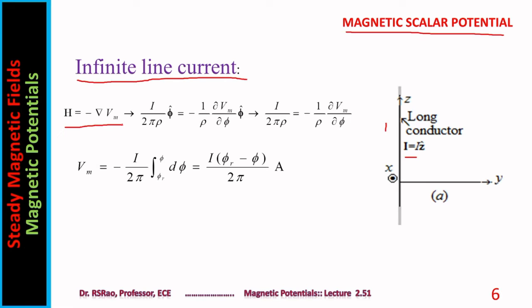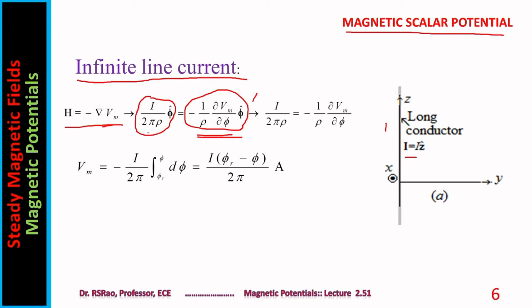Vm is scalar potential. For an infinite straight line current, the magnetic field intensity is given by this formula. One can find it easily, using Ampere's circuital law. And grad Vm can be found like this: minus 1 by rho dou Vm by dou phi, in the phi cap direction. Note this expression results when other components are discarded.